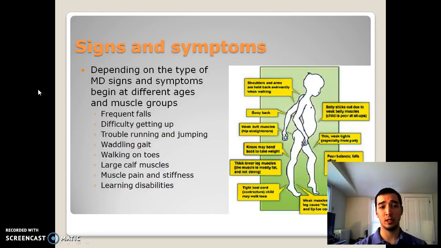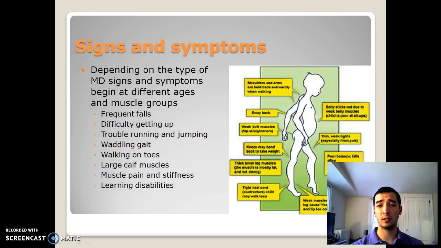And next we're going to look at the signs and symptoms of muscular dystrophy. Depending on the type of muscular dystrophy, the signs and symptoms can begin at different ages and in different muscle groups. But common signs and symptoms are frequent falls, difficulty getting up, trouble running or jumping, a waddling gait, walking on the toes, large calf muscles, muscle pain and stiffness, and learning disabilities.